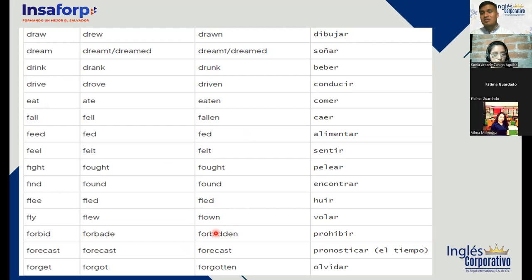¿Sí? Necesito que todos entiendan porque esta práctica la vamos a hacer now, ahorita. So, is it clear? Yes. Okay, great. Yes.